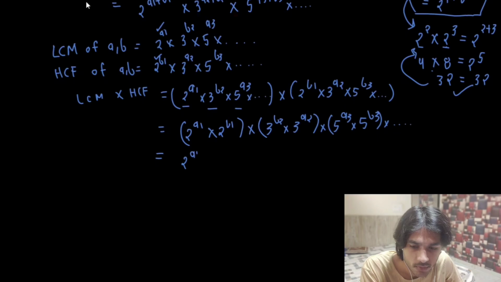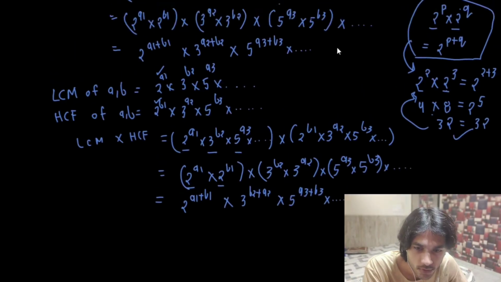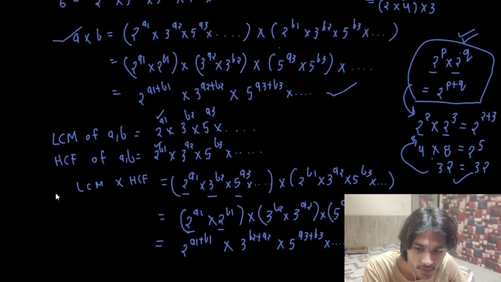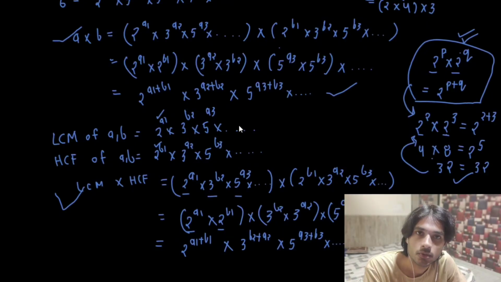So this is again going to be 2 to the power a1 plus b1 because the base is same, multiplied by 3 to the power b2 plus e2 multiplied by 5 to the power a3 plus b3, and in the same manner we will go on. So if you look at it, this and this both are equal because the right hand side are equal. The left hand side, that is this and this, has to be equal. So we just proved that if we are taking LCM and HCF of two natural numbers, then the product of LCM and HCF is actually equal to the product of the two natural numbers.